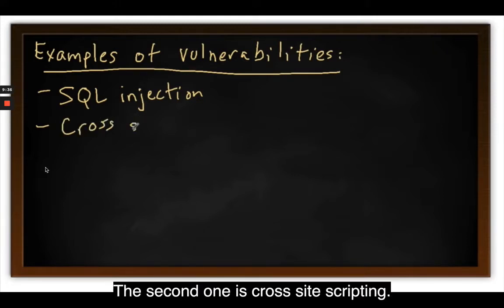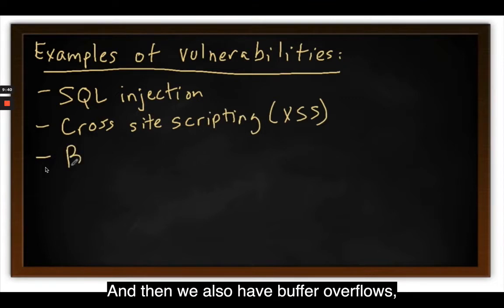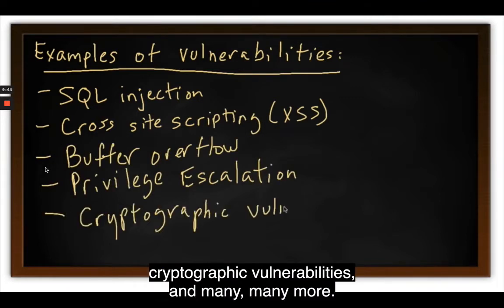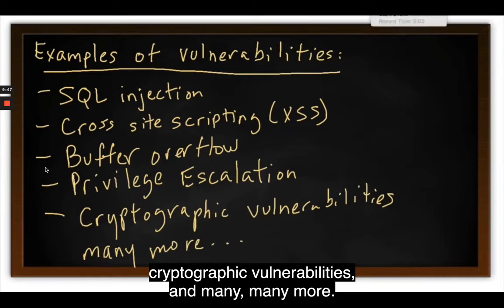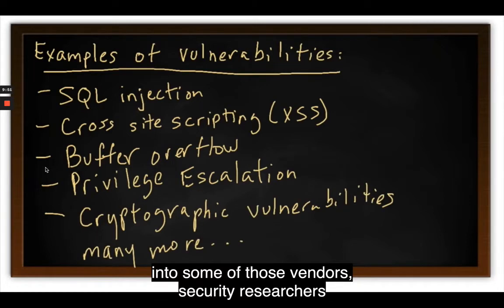The second one is cross-site scripting. It's a web-based vulnerability. And then we also have buffer overflows, privilege escalation vulnerabilities, cryptographic vulnerabilities, and many, many more. So again, in Lesson 12, we actually go and deep dive into some of those.